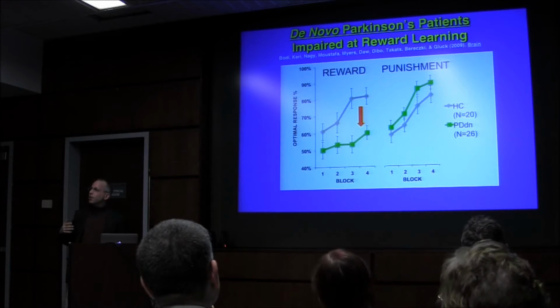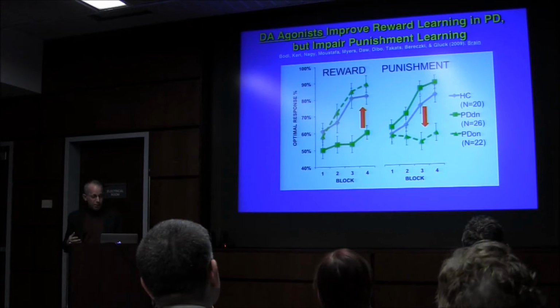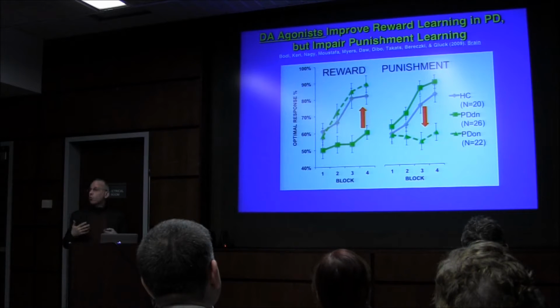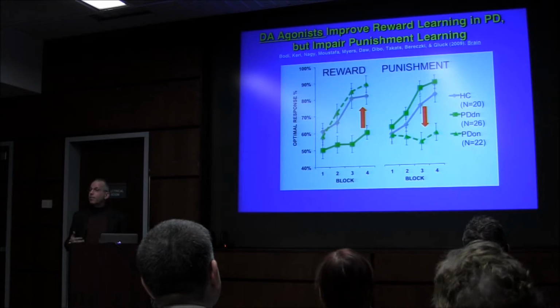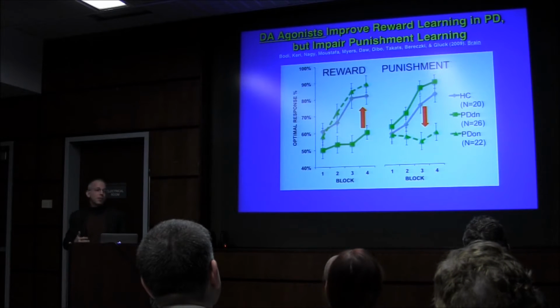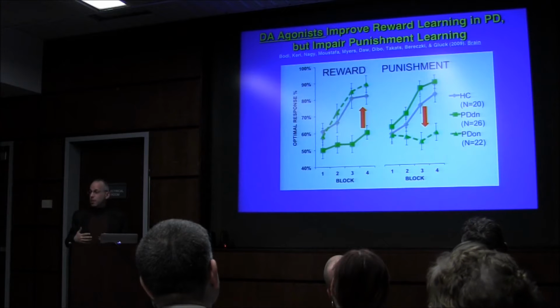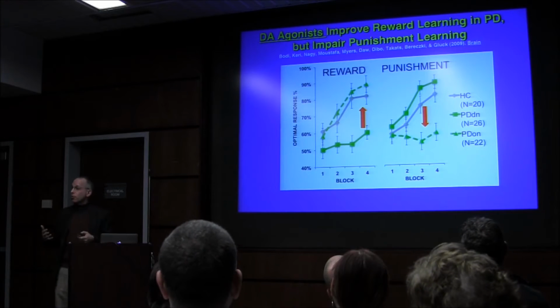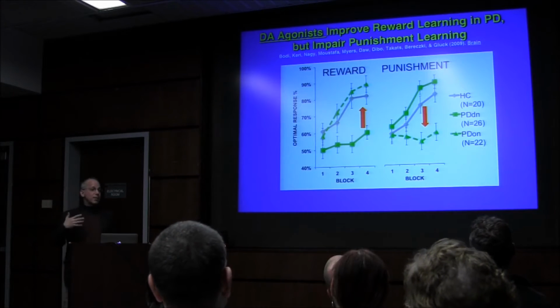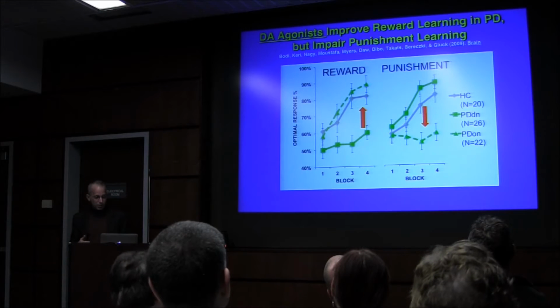But these patients are then put on dopamine agonist medication, and what happens is it flips. The dopamine agonists remediate the deficit to reward learning. They're now normal at reward learning, but it induces a completely new deficit in learning from negative feedback or punishment, something which may be related to the tendency for some Parkinson's patients to develop impulse control disorders, where they're insensitive to the negative consequences of their actions.